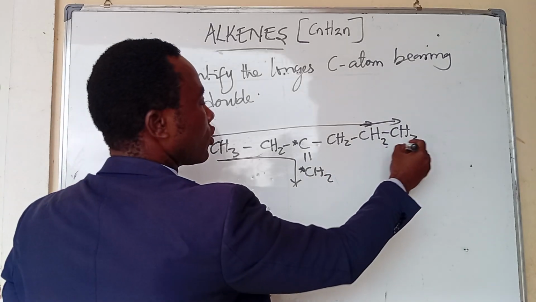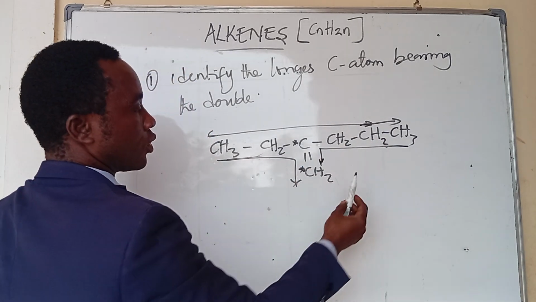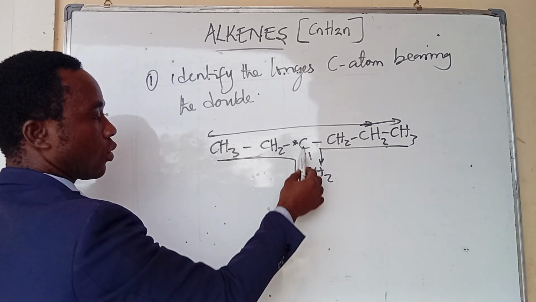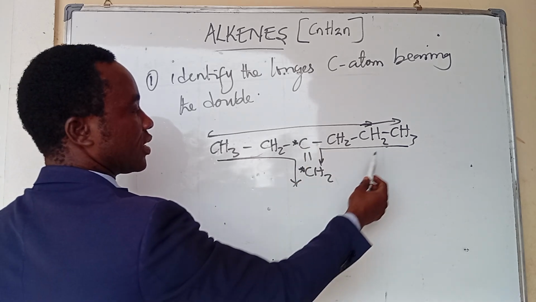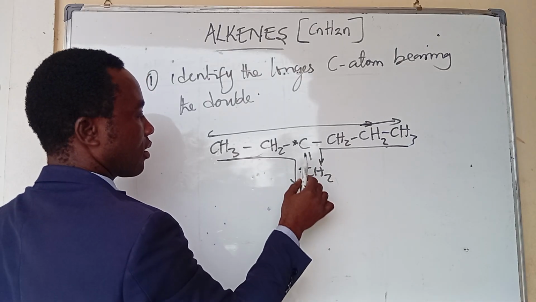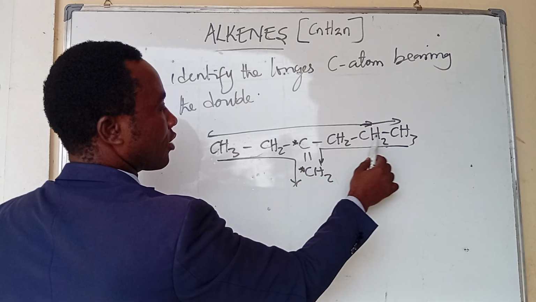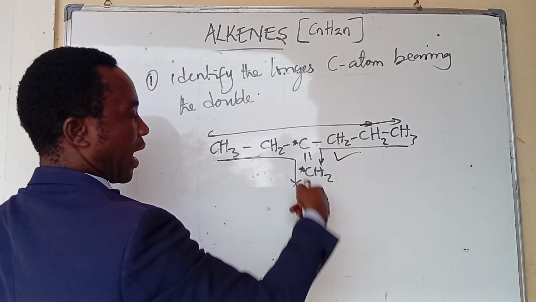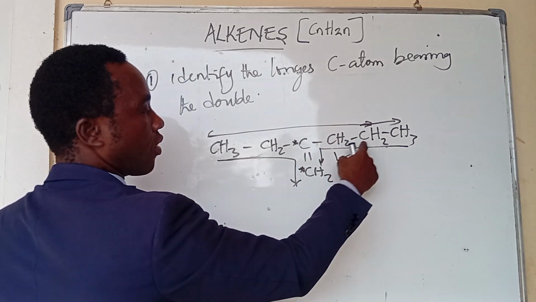But when we go through the other way, you see that this way also has carbon atoms that bear the double bond. But what is the number? 1, 2, 3, 4, 5. Here is 1, 2, 3, 4. So here is 1, 2, 3, 4, 5. So we take this part, which is 1, 2, 3, 4 and 5.